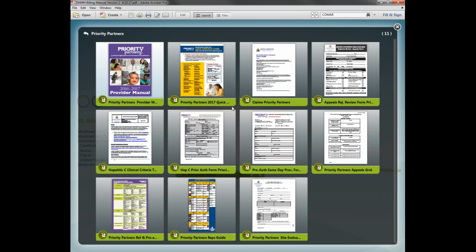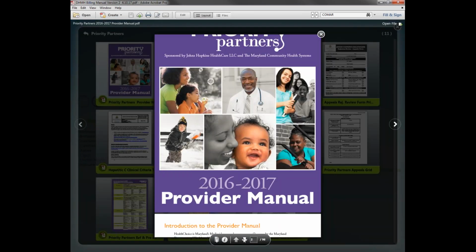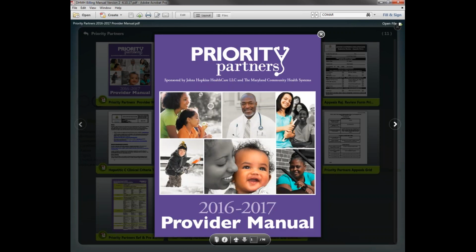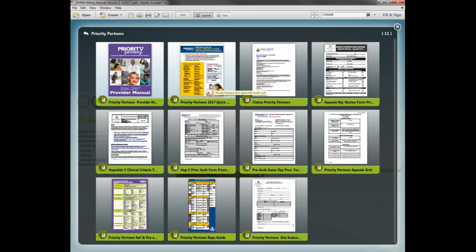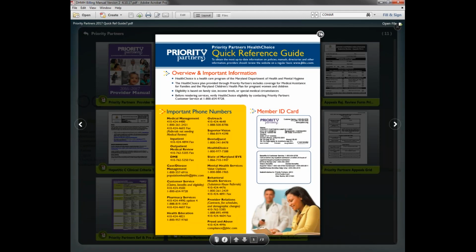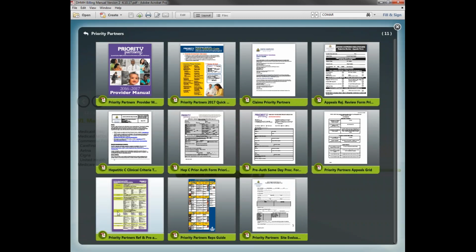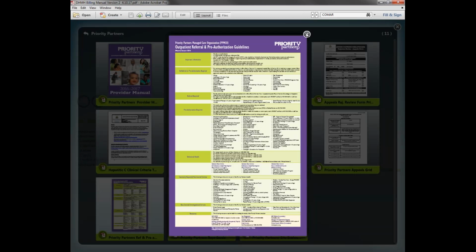There's Priority Partners, which is under Hopkins. I will say when you credential with Priority Partners, they don't use DHMH, but you can print out the Maryland Uniform Credentialing form and submit that to them, and hopefully they'll accept that. Some of them have gotten them to accept the DHMH form, because it is very time consuming if you have to credential and fill out paperwork separately. So this is their provider manual. Again, we have their quick reference guide and their outpatient referral and pre-authorization guidelines.